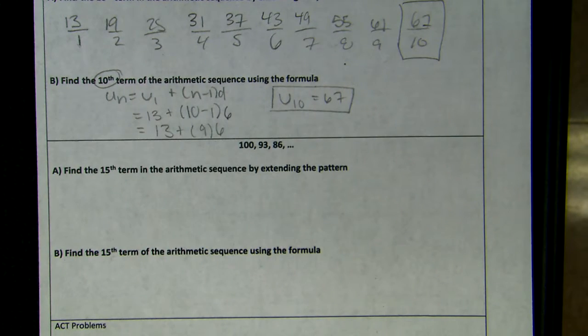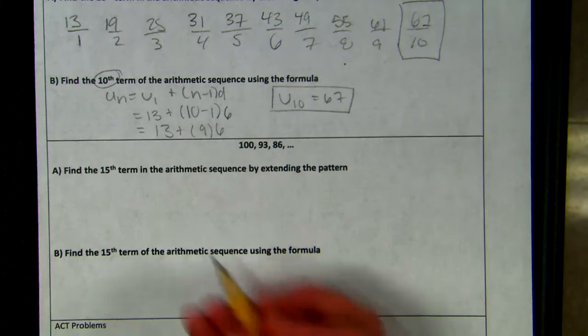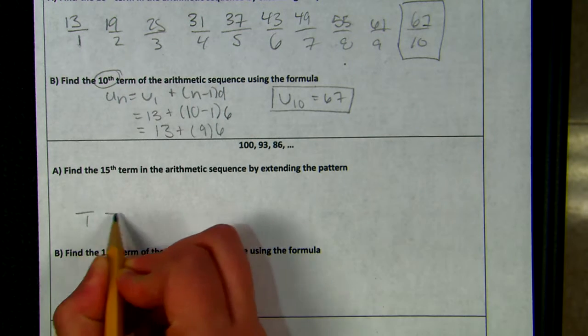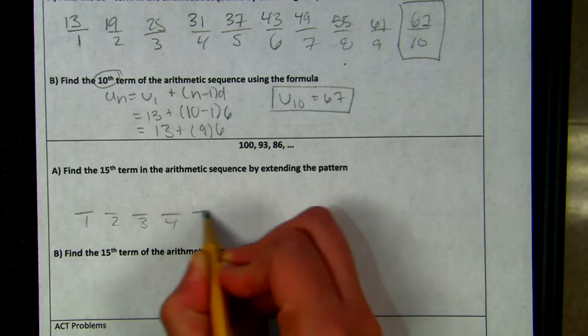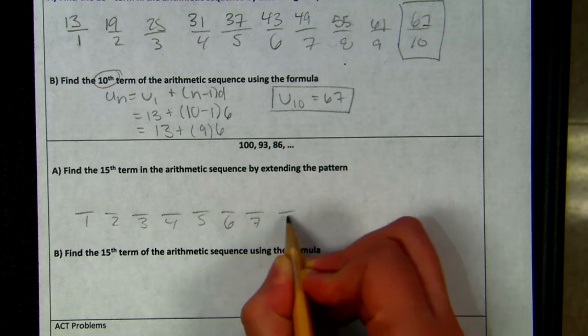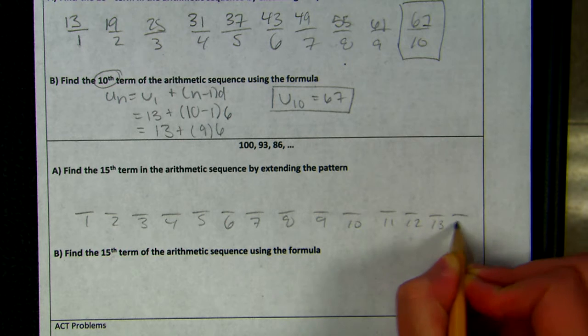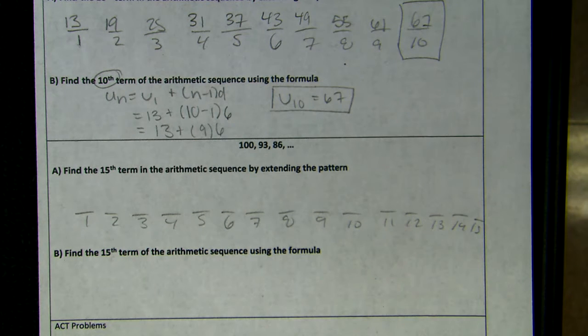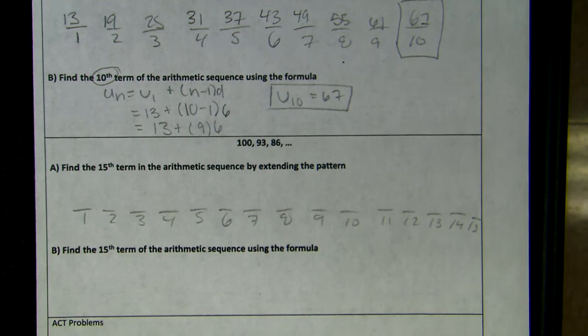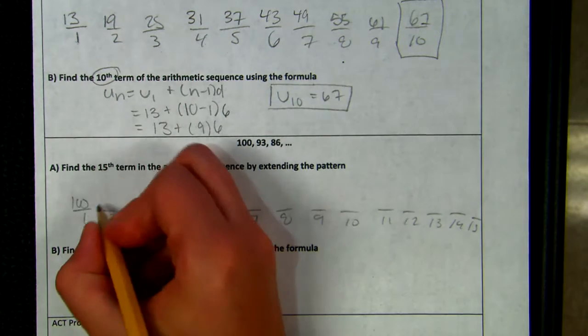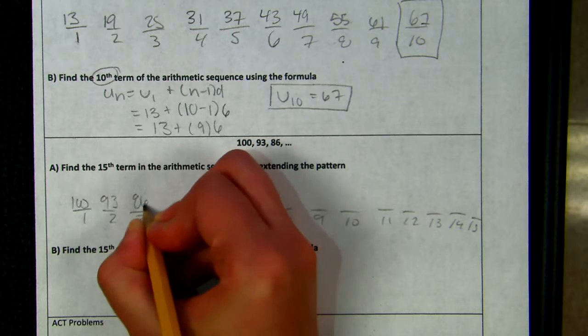So I have 100, 93, 86. Here I'm trying to find the 15th term, so I'm going to go 1, 2, 3, 4, 5, 6, 7, 8, 9, 10, 11, 12, 13, 14, 15. By doing this, we're starting to see why the formula is so cool, right? So I'm starting, my first term is 100, then 93, then 86.